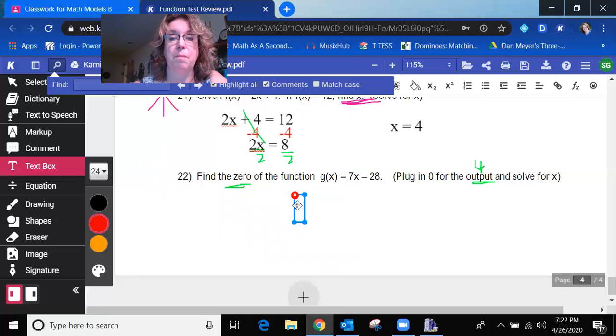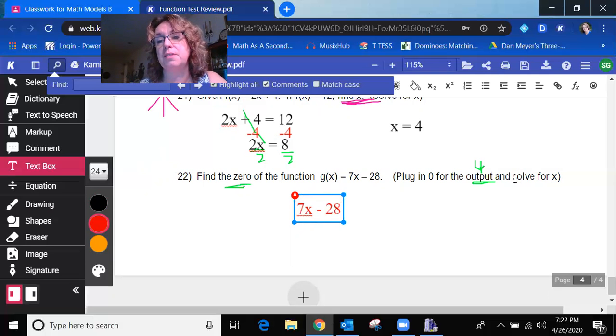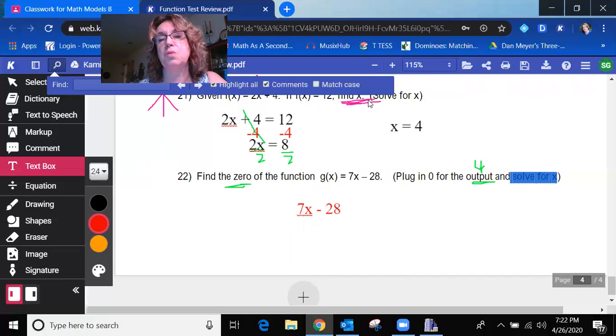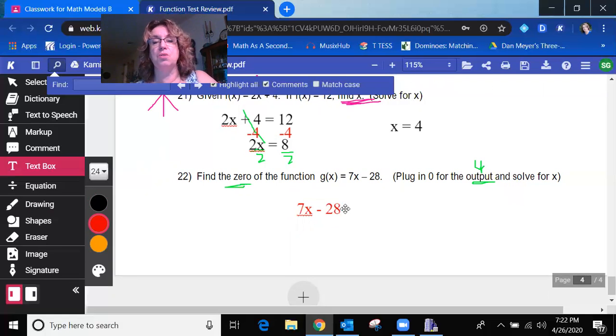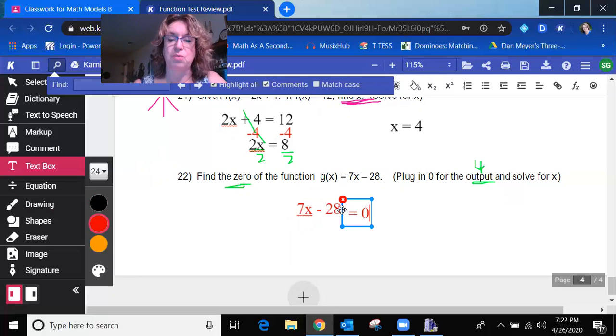Again, we're solving for x. That's just like what this one is. It says solve for x. So solve for x, and what is this equal to? It says make it equal to 0.